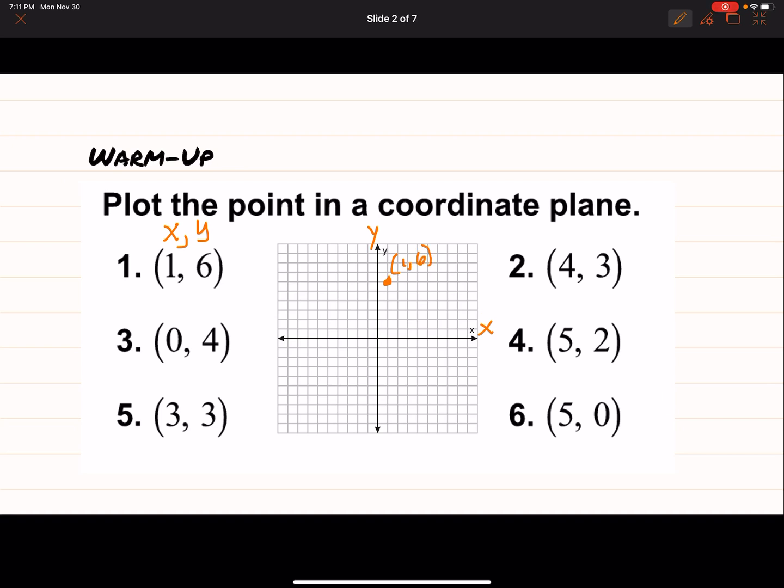Number 2, (4, 3), we're going to go over 4 units, up 3 units. There's our location for the ordered pair (4, 3). Number 3, (0, 4). So our x-coordinate is 0. Our y-coordinate would be where we cross the y-axis. So we're going to stay in the center on our x-axis, and we're going to go up 4 units on our y-axis.